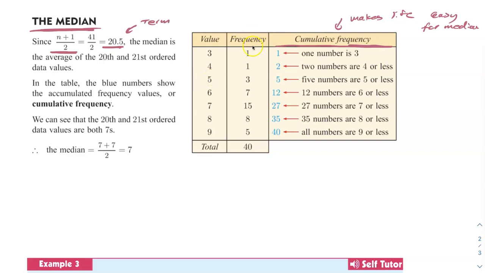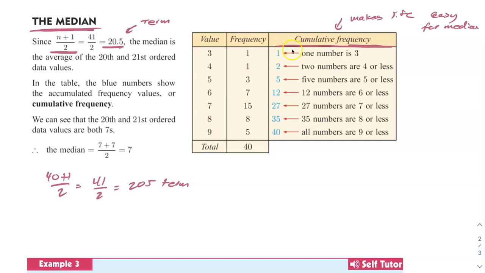So if I did it here, we have the frequency of 40. 40 plus 1 is 41. I like to write it as n plus 1 over 2, which gets me 41 divided by 2, which gets me 20.5. That's that term. I always want to write "term." That's the term, not the answer. I've got to find the term.